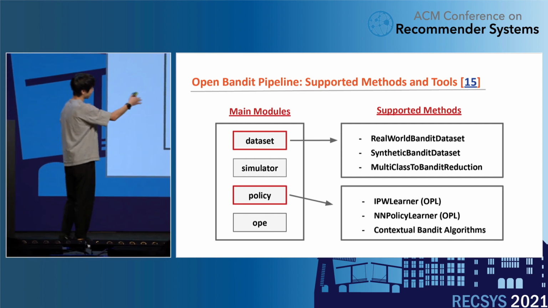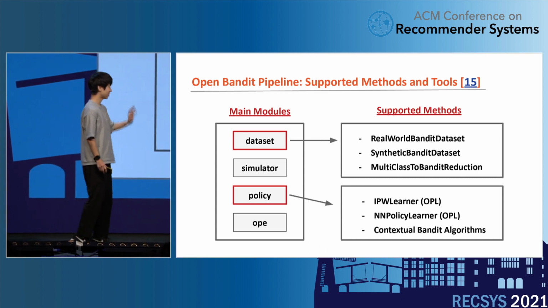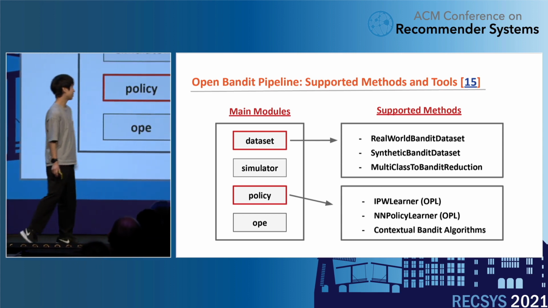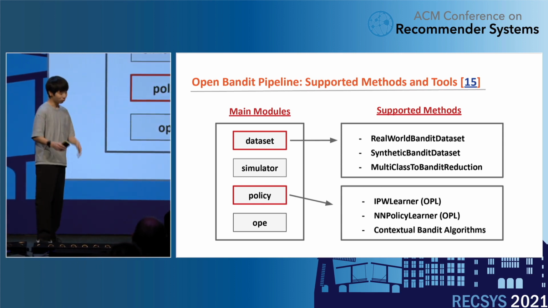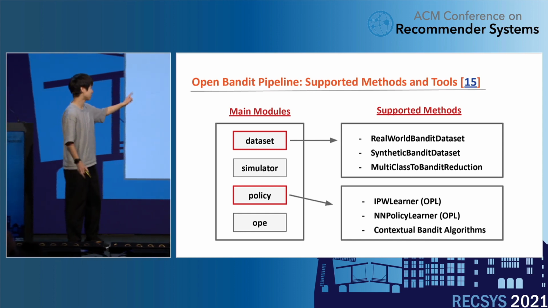IPW just maximizes the IPS objective from logged bandit feedback data. We can do that policy learning very easily by using this function. And there's also a neural network policy learner, so we can also model or represent the policy by using a neural network architecture by using this class.